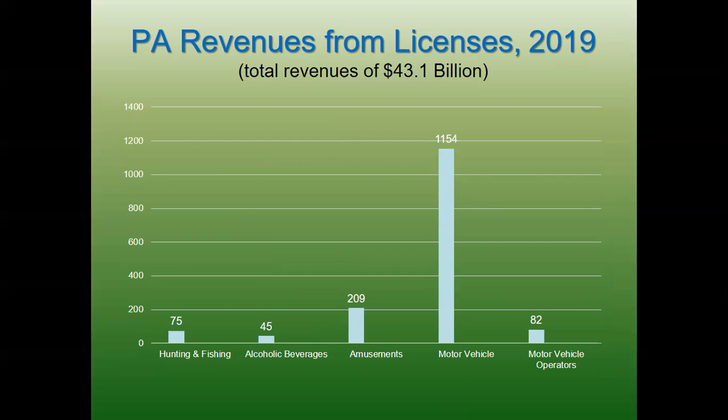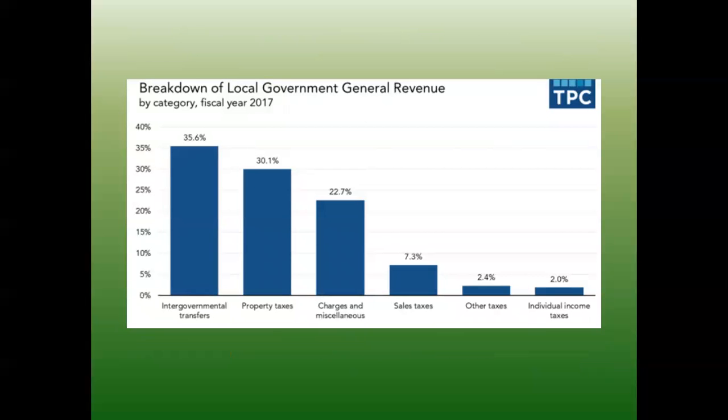Also, you have your motor vehicle operators licenses. So when you have to re-up to get your new driver's license, that's a source of revenue for the state as well. Hunting and fishing licenses, licenses to sell alcoholic beverages, and licenses to operate amusements as well are other sources of revenue. So what about local governments?